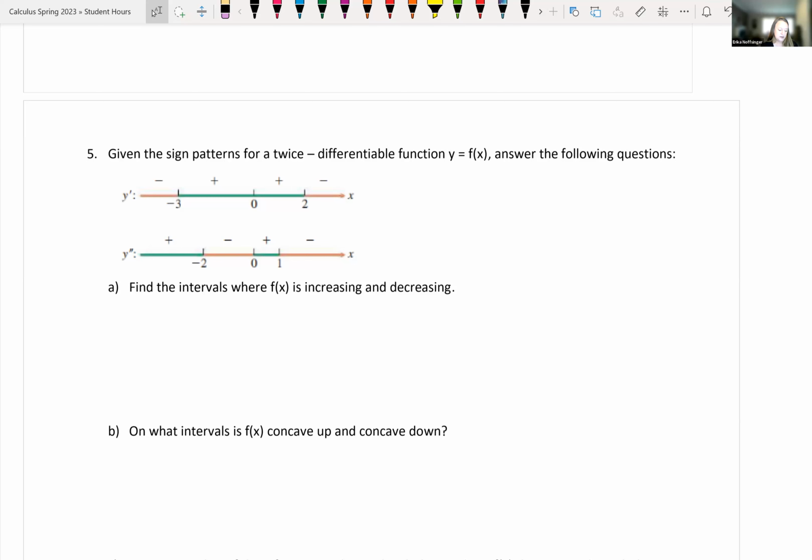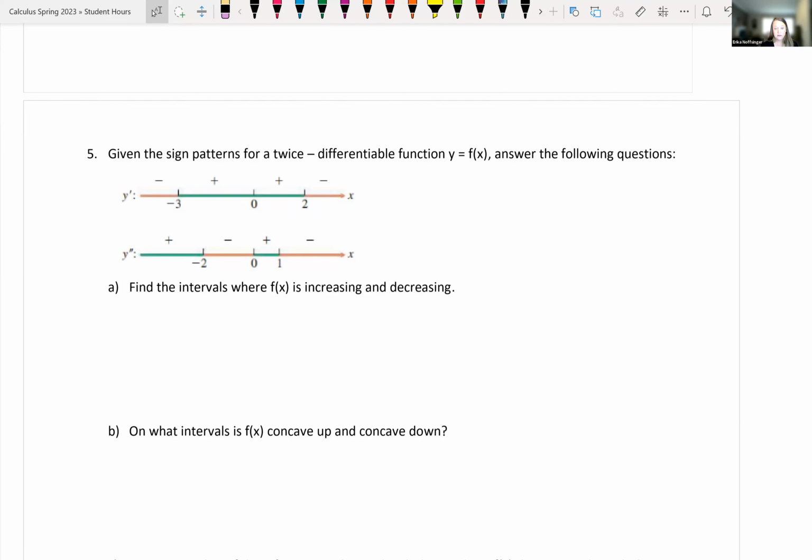We have the second derivative is positive from negative infinity to negative 2. It's negative from negative 2 to 0. It's positive from 0 to 1, and it's negative from 1 to infinity. So finding the intervals where f of x is increasing and decreasing.